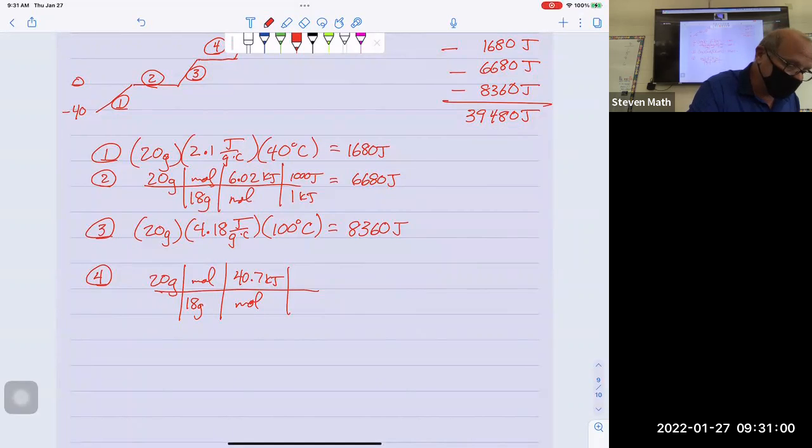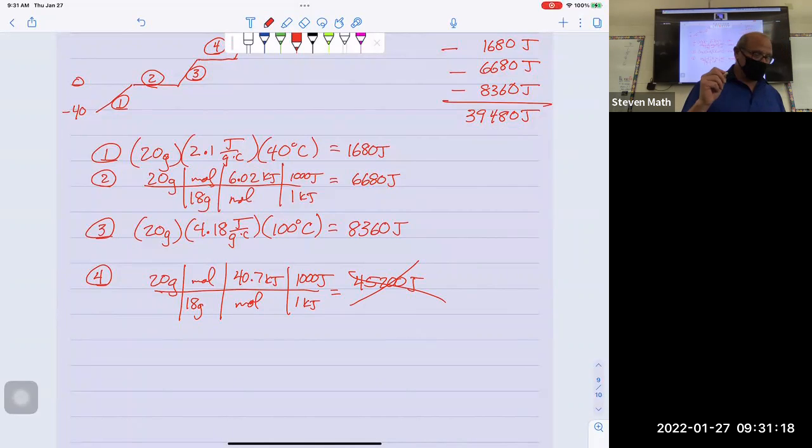We'll get the number. This is 1,000 joules per 1 kilojoule. That's going to cost us 45,200. Can't happen. So we know half the answer. What temperature are we at? We are at 100 degrees Celsius.